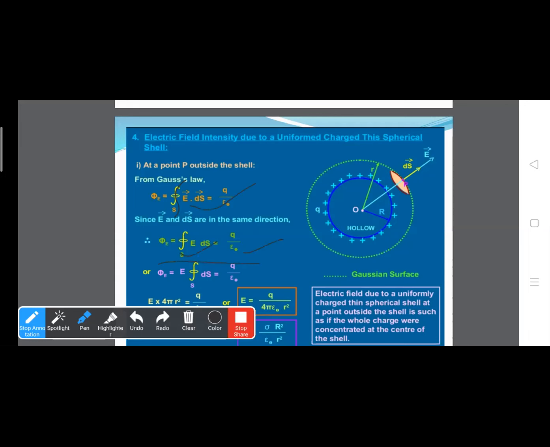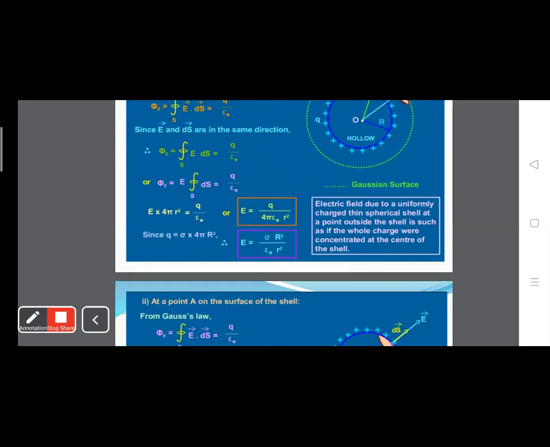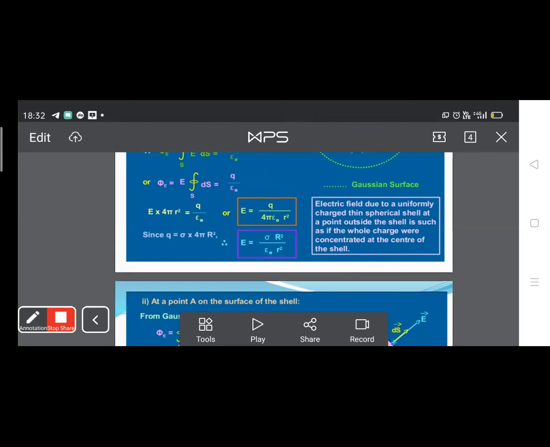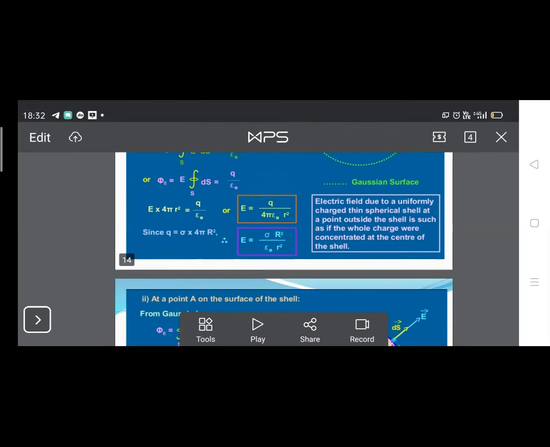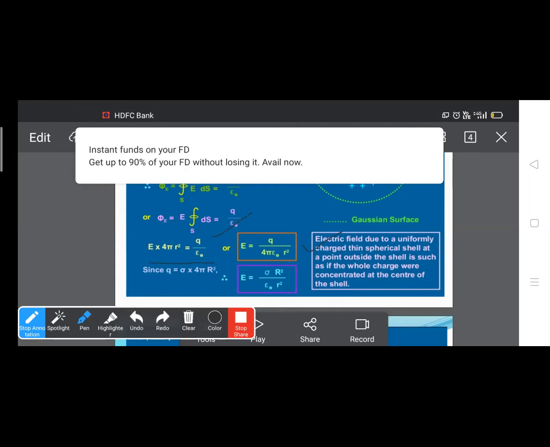Now we can write this equation as phi E equals E integral dS equals Q upon epsilon naught. We know the value of the integration dS equals 4 pi r square. Here 4 pi r square is the area of the sphere. Okay. So E into 4 pi r square equals Q upon epsilon naught. On solving, we find that E equals Q upon 4 pi epsilon naught r square. So this is the electric field due to a spherical shell.